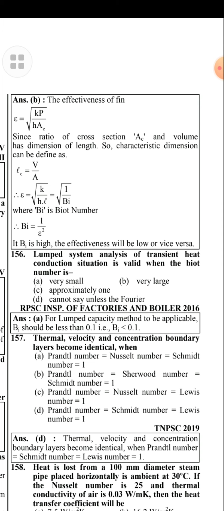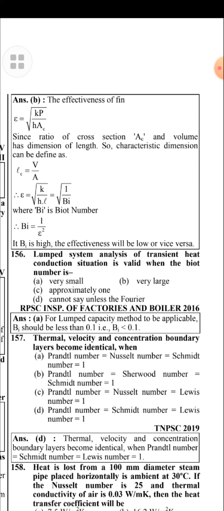Lumped system analysis of transient heat conduction situation is valid when the Biot number is very small. For the lumped capacity method to be applicable, Biot number should be less than 0.1, that is, Bi is less than 0.1.